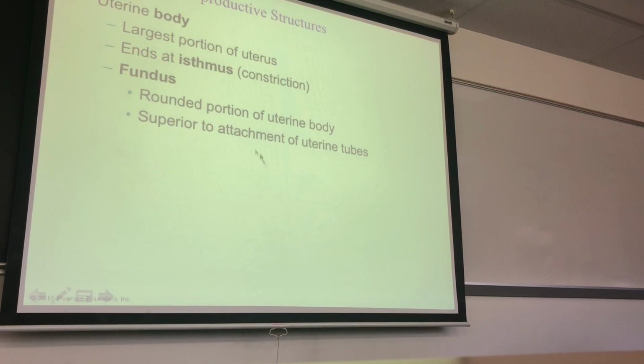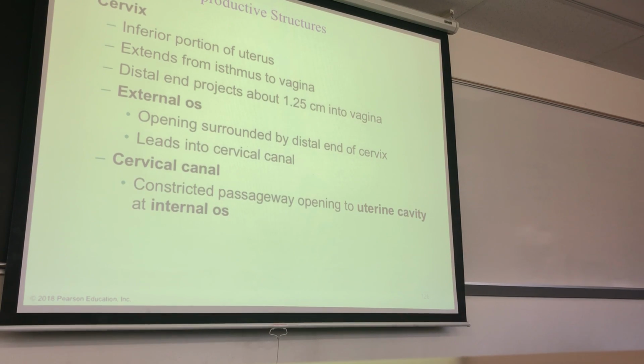And then the uterine body itself, and we'll see a picture here. The uterine body is the largest portion of the uterus. It ends at the isthmus, where that uterine tube begins. And the fundus, very similar to the heart, the fundus is the part that is superior. It's the most superior part. We're going to look at the next picture here. It's coming up in a couple of slides.